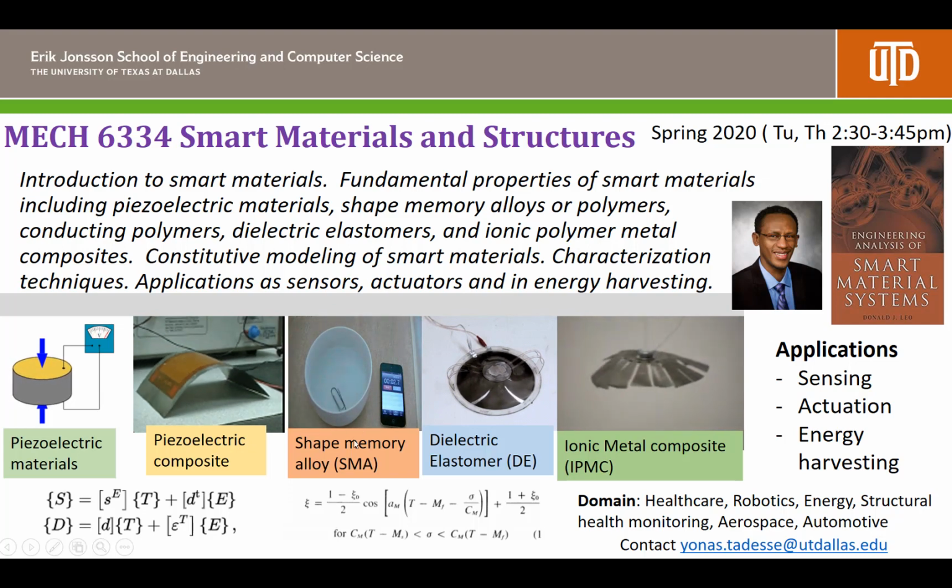So we'll introduce, as you see here, the basics of smart materials. We will see the fundamental properties of these materials, including shape memory alloy, piezoelectric materials, conductive polymers, dielectric elastomer, ionic polymer metal composites. These are the four types of materials that we mainly focus on. We'll look at other materials like conductive polymer as well.